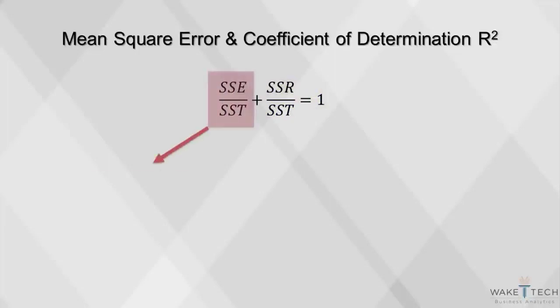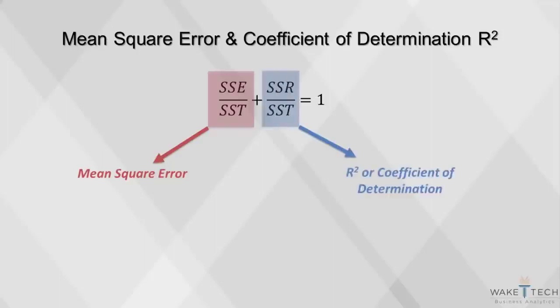Error sum of square ratio is called the mean square error. We want to choose models with the lowest mean square error. Regression sum of square ratio is called R squared, or the coefficient of determination. We choose a model with the highest R squared. Because R squared plus mean square error equals 1, it has to be true that R squared, our coefficient of determination, has to lie between 0 and 1.